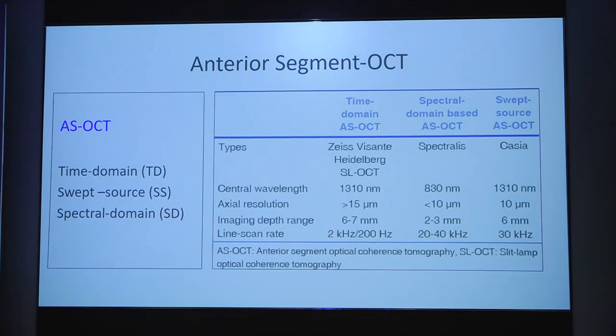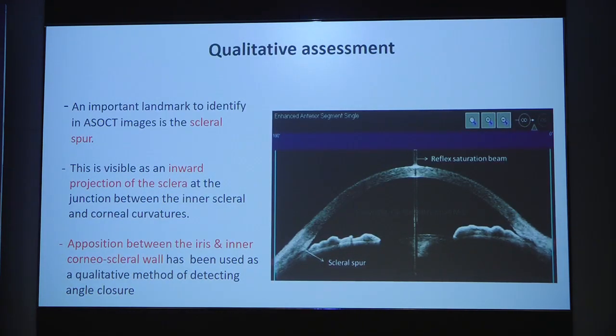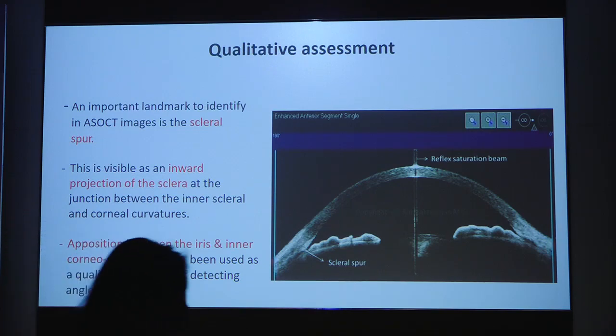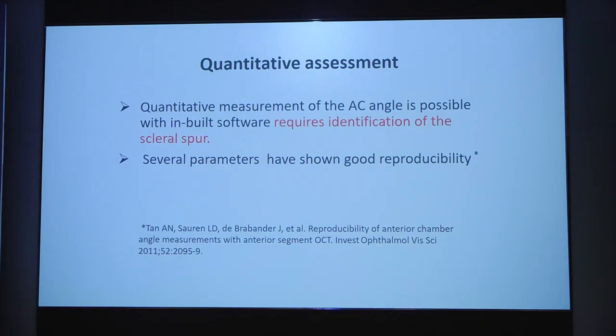The bottom line is, if we increase the wavelength, from 800 nanometer to 1310 nanometer, we are going to have better axial resolution and better depth range. And the moment we use the swept source ones, the line scan rate increases by almost 10 to 100 times. So it gives us a fantastic qualitative assessment, but it is very important to identify the scleral spur, as already discussed. It is visible as an inward projection of the sclera at the junction between the inner scleral and corneal curvatures, and the apposition between the iris and the inner corneoscleral wall, that is the ITC, is very important, and we need to see that.